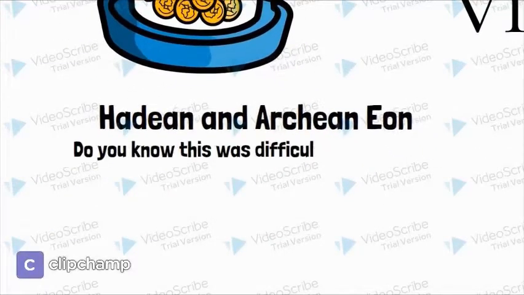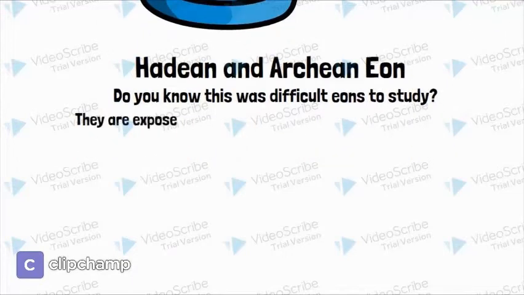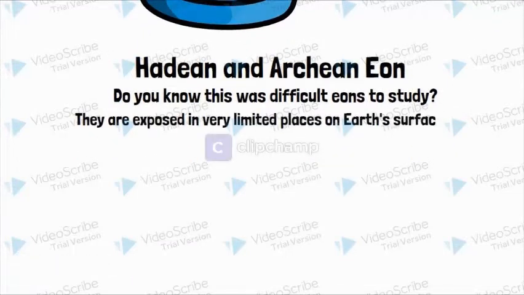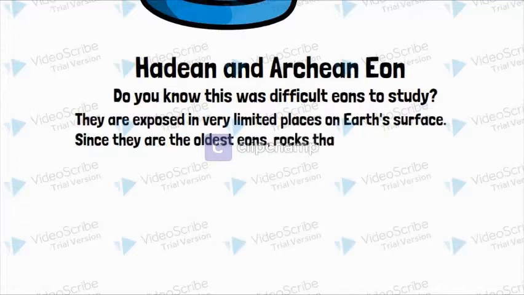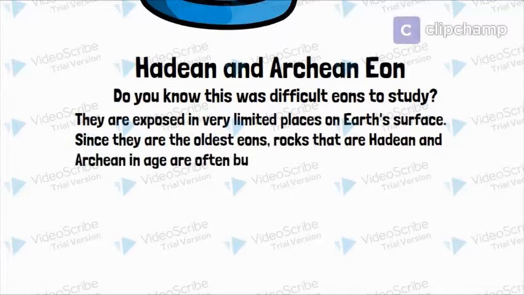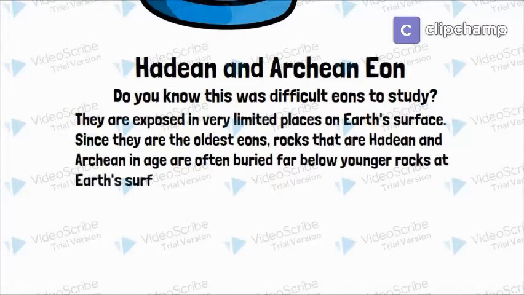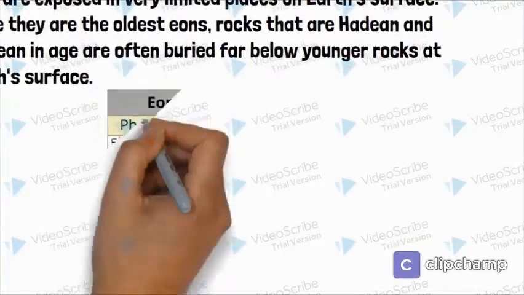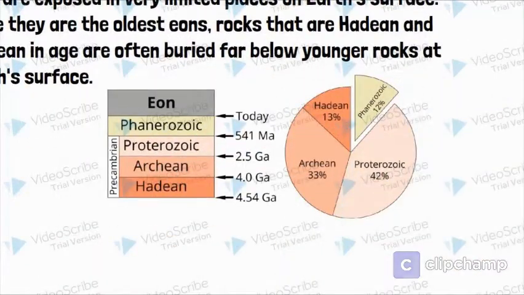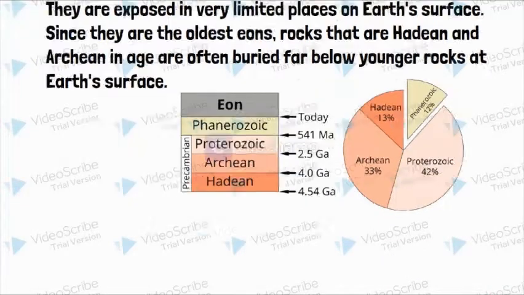Hadean and Archean. Do you know these were difficult eons to study? They are exposed in very limited places on Earth's surface. Since they are the oldest eons, rocks that are Hadean and Archean in age are often buried far below younger rocks at Earth's surface. Look at this graph below. The Phanerozoic eon represents a paltry 12% of Earth's history.